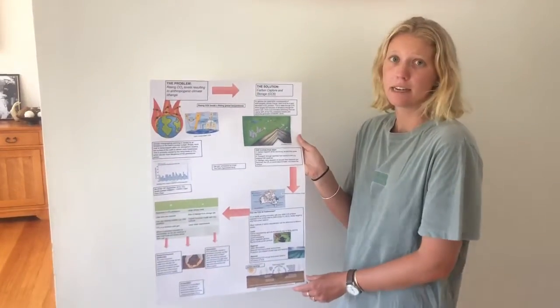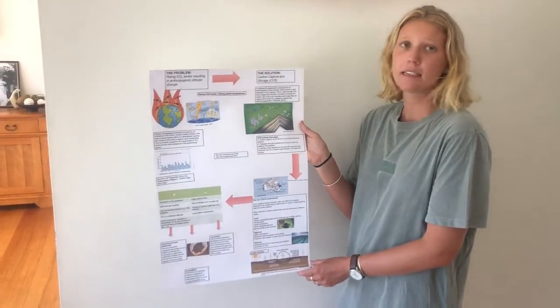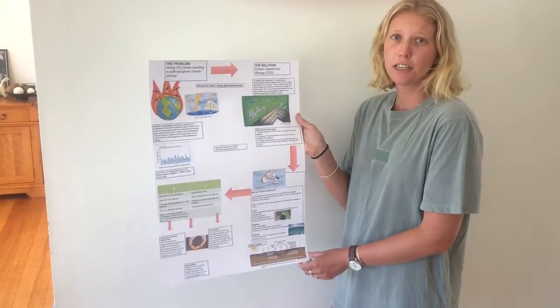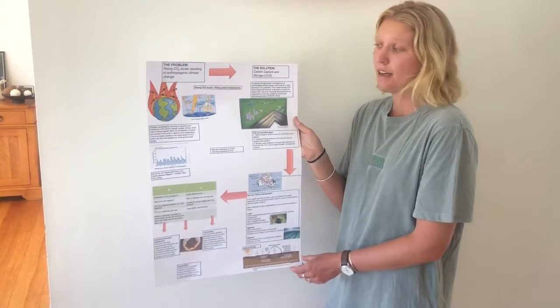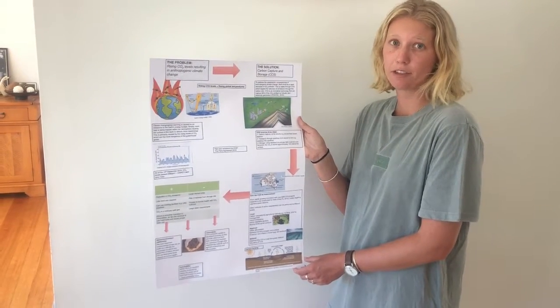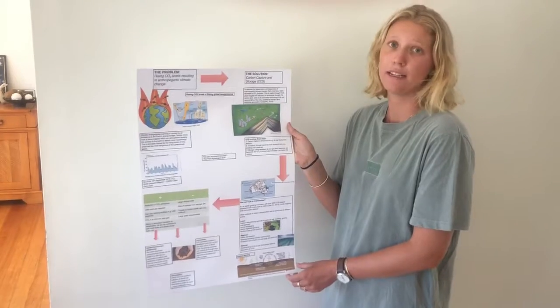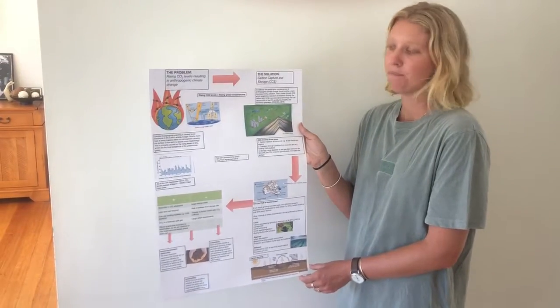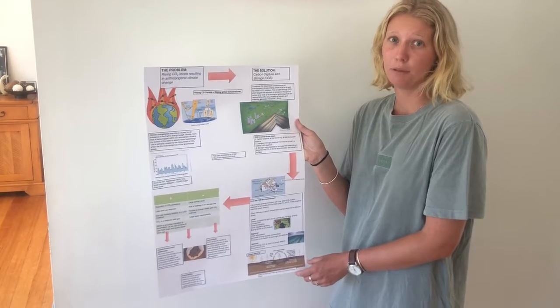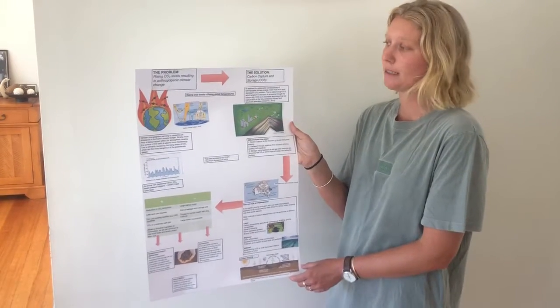The problem I have chosen to study for my poster assignment is rising carbon dioxide levels, which result in anthropogenic climate change. Essentially, the problem we're facing is a warming climate, and this is caused by an energy imbalance due to rising carbon dioxide levels in greenhouse gases, which trap the heat in the earth. Now, this is a problem because it makes our planet unstable in terms of its climate and weather conditions.